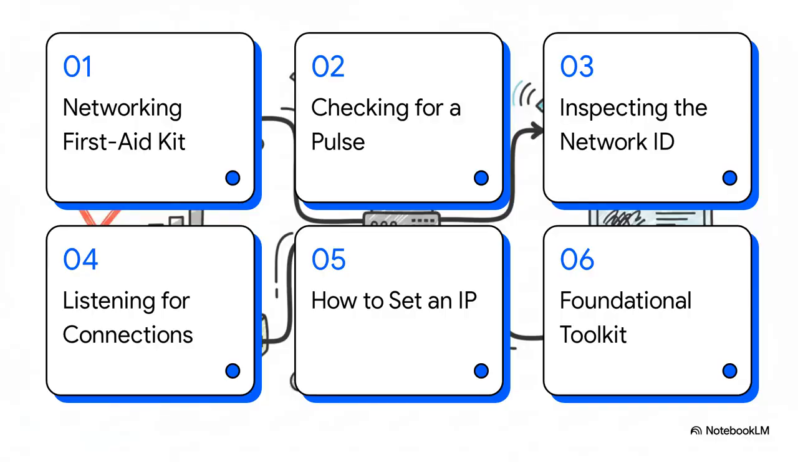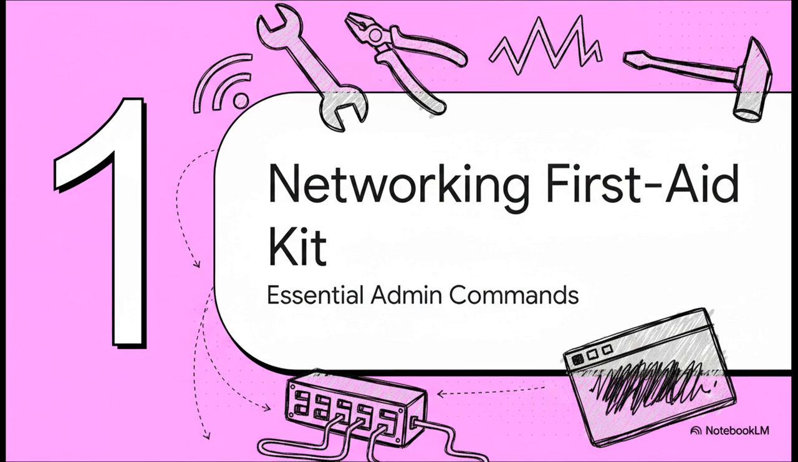So here's our game plan. First up, we'll assemble our networking first aid kit. Then we'll learn how to check the server for a pulse. After that, we're going to inspect its network ID, listen for any active connections, and finally, I'll show you exactly how to apply the fix by setting an IP address. Let's do it. Look, every good troubleshooter has their go-to toolkit, right? For Linux networking, that means knowing a few absolutely essential commands. These are the tools that will get you out of pretty much any jam, so let's get started.